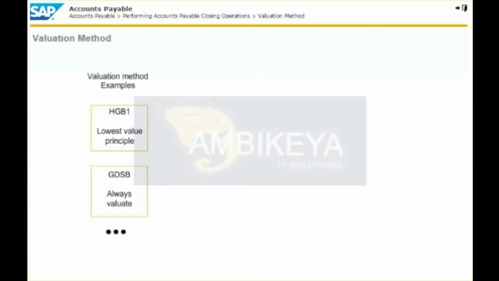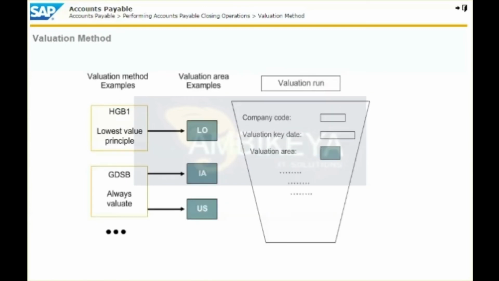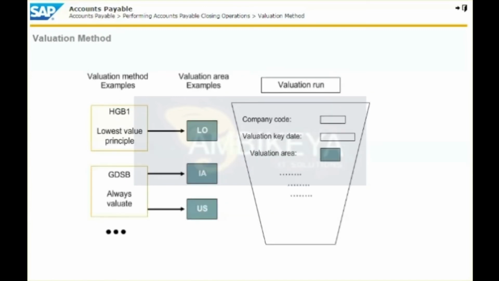A valuation method determines how the individual line items are valuated. This has to be set up in conjunction with the country's specific valuation regulations. It defines, for example, whether the lowest value principle or a general principle has to be used for valuation. Valuation areas are used in financial accounting for closing operations. You can use them to depict different valuation approaches or accounting principles.